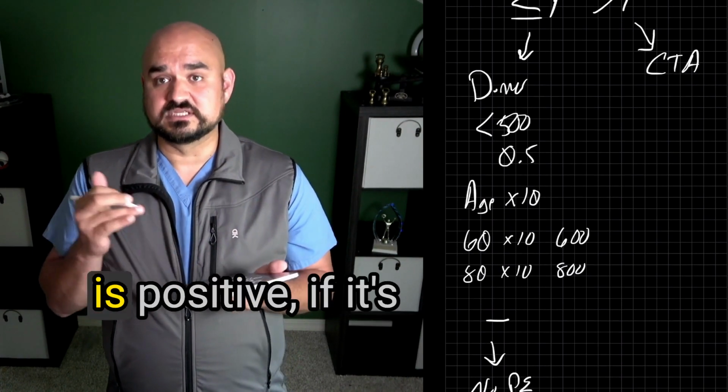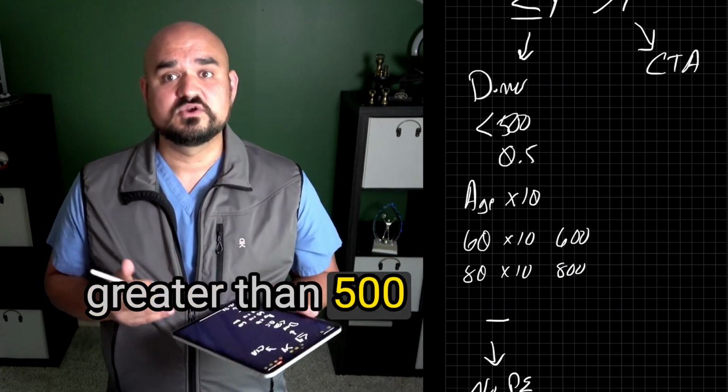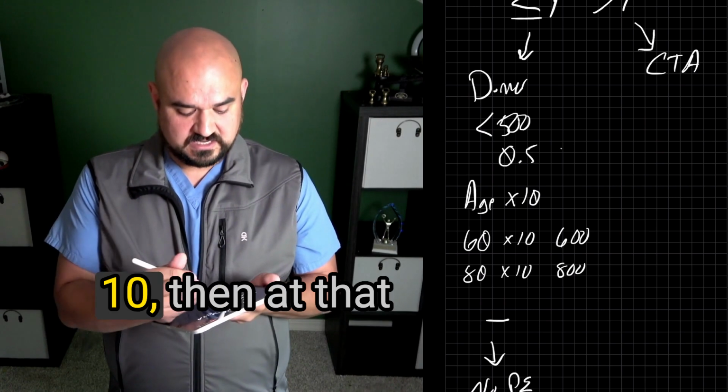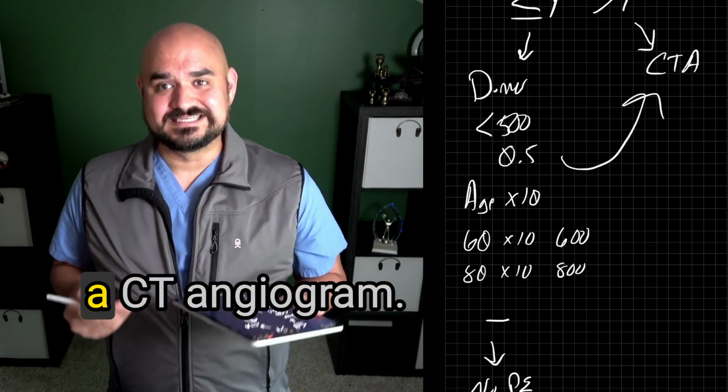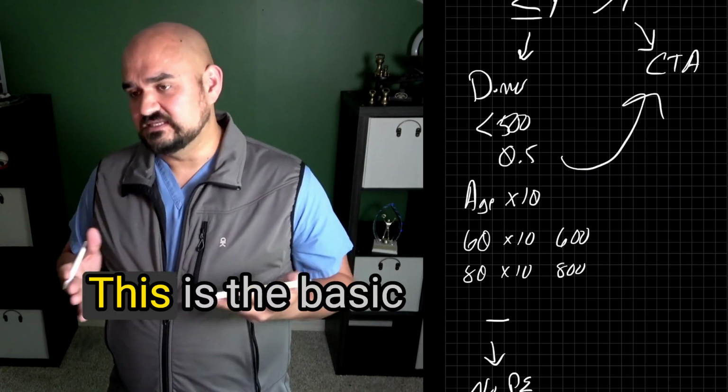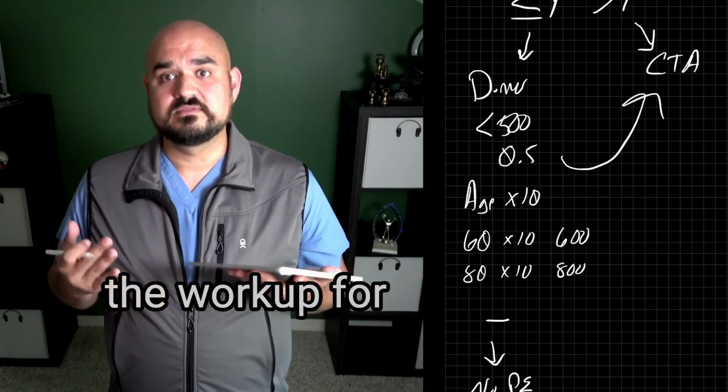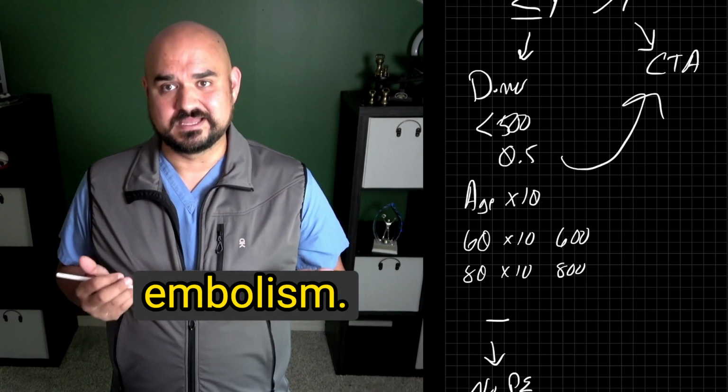If the D-dimer is positive, if it's greater than 500 or greater than their age times 10, then at that point, you need to go to advanced imaging, such as a CT angiogram. This is the basic way you navigate the workup for a pulmonary embolism.